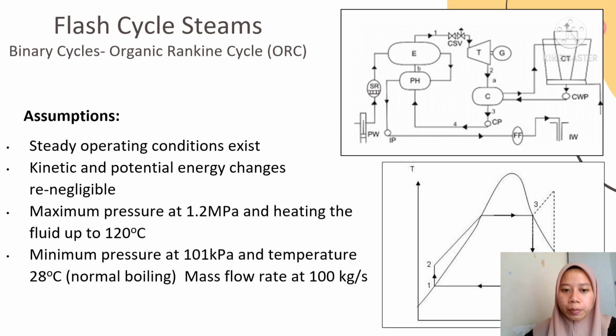and the minimum pressure at 101 kilopascal and temperature 28 degrees Celsius normal boiling, and the mass flow rate is at 100 kilogram per second. So from here, same as before, we can get the work of the turbine, the energy input, and then the thermal efficiency of the plant.